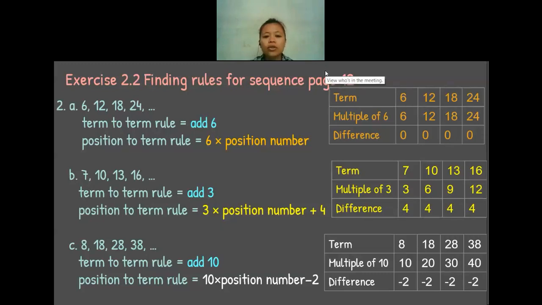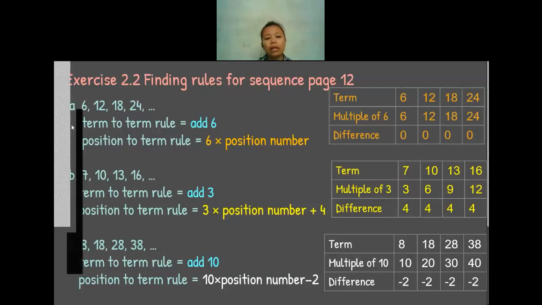I will continue. For question 2, I know we don't have to find the term-to-term rule. We don't have to write the sequence in a table, or check the first three terms. But here, I show all the tables and the term-to-term rule, because these are the steps of finding the position-to-term rule. That's why I provide the table. Before we find the position-to-term rule, the first thing we have to do is find the term-to-term rule first. After that, we can make the table. So this is the first step.